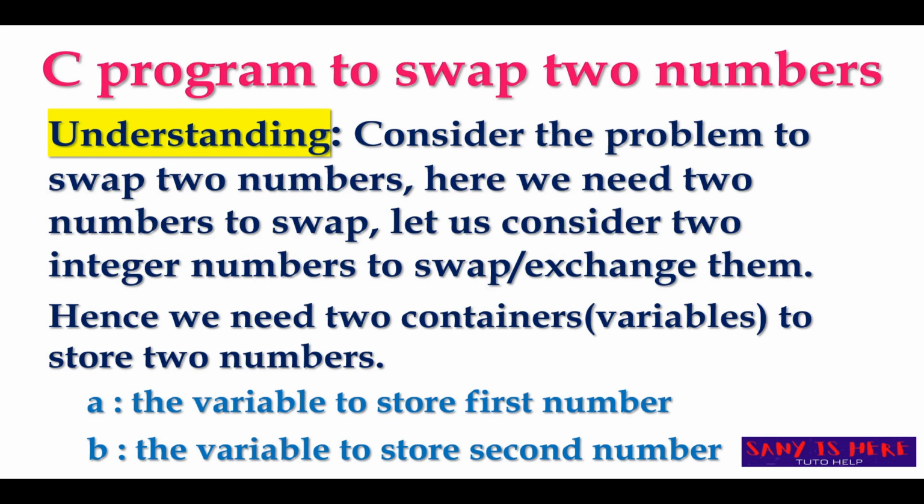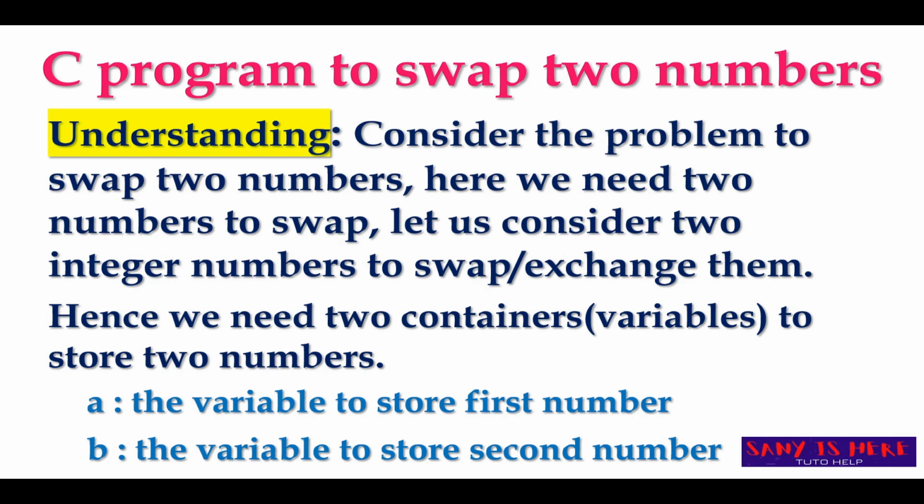Let us understand. Consider the problem to swap two numbers. Here we need two numbers to swap. Simple. Whenever you are going to exchange two numbers, we need two numbers. Okay. Let us consider two integer numbers to swap. Here in this program, we are considering two integers. Hence, we need two containers to store two integers. Okay, simple.